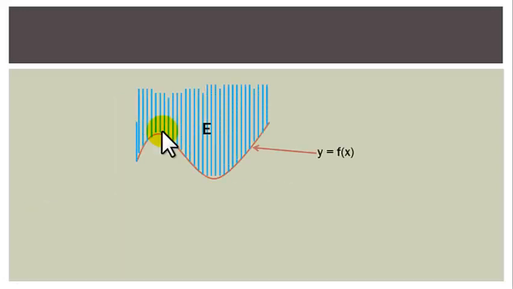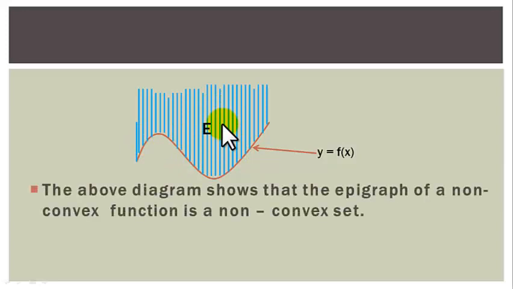Okay, now let us consider this function y equal to f of x. The function y equals f of x is non-convex. Then what about its epigraph? That's the set of all points on the curve or above the curve, this shaded portion E. Clearly, this set is also non-convex, because you can pick a point here and another point here, then the line segment does not lie entirely in E. So the set is a non-convex set. So we say that the above diagram shows that the epigraph of a non-convex function is a non-convex set.